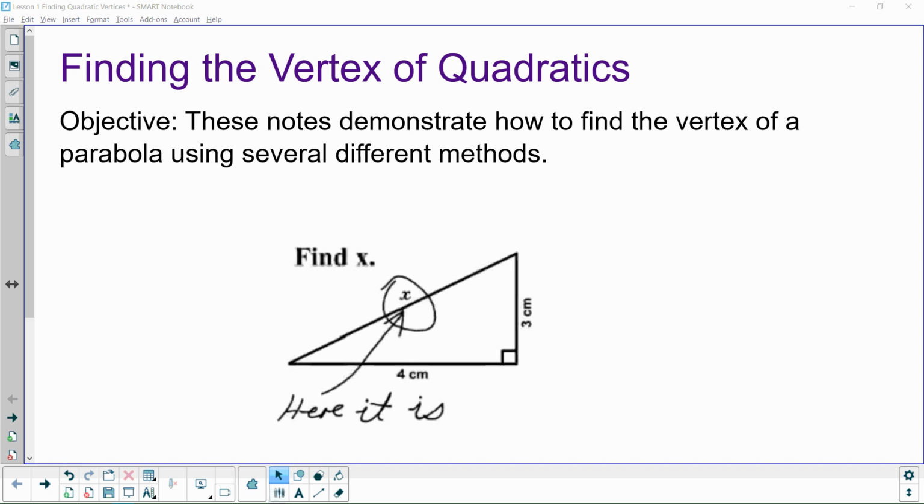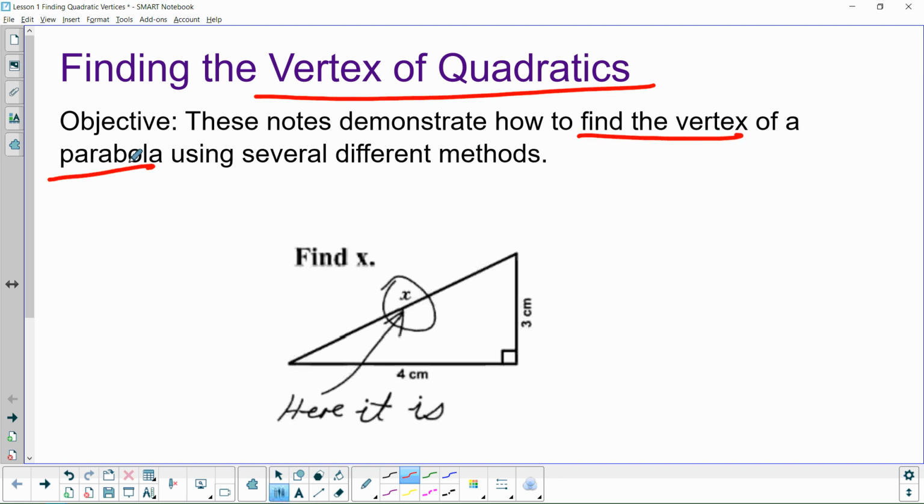Hey, what's up, nerds? Today we are starting the first lesson of Unit 3, which is finding the vertex of quadratics. As you can read on the screen, obviously I'm not trying to insult you. I know you can read. So what you're going to learn today is how to find the vertex of a parabola, and that's it.